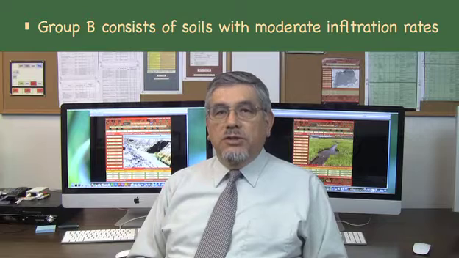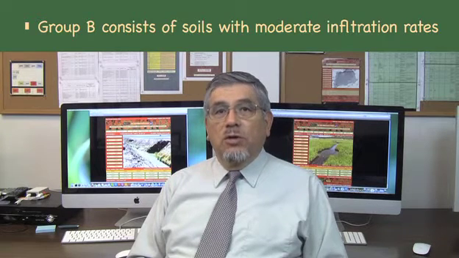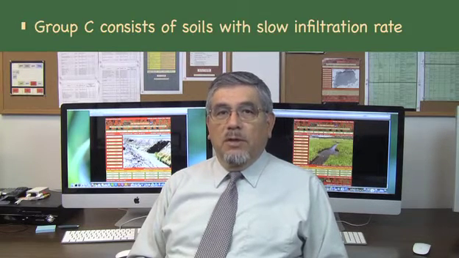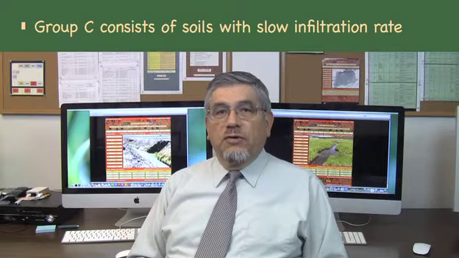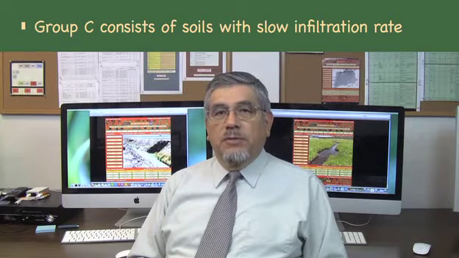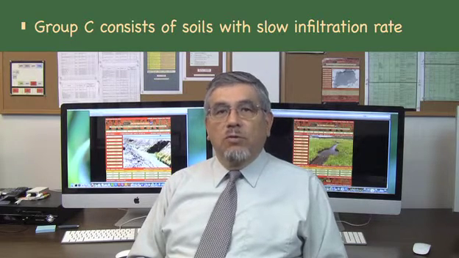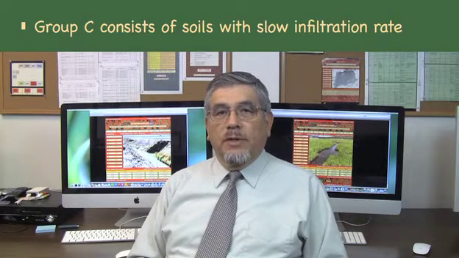Group B consists of soils with moderate infiltration rates when wetted thoroughly, with moderately fine to moderately coarse textures. These soils have a moderate rate of water transmission, typically silty loams or loams. Group C consists of soils with slow infiltration rate when wetted thoroughly, with moderately fine to fine texture. These soils have a slow rate of water transmission, typically sandy clay loams.